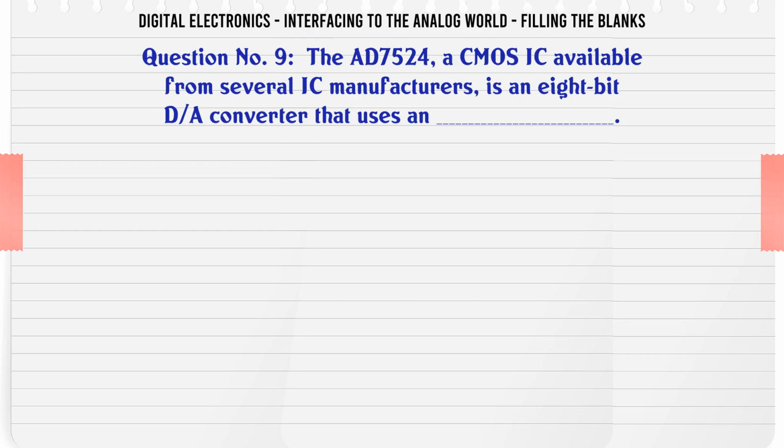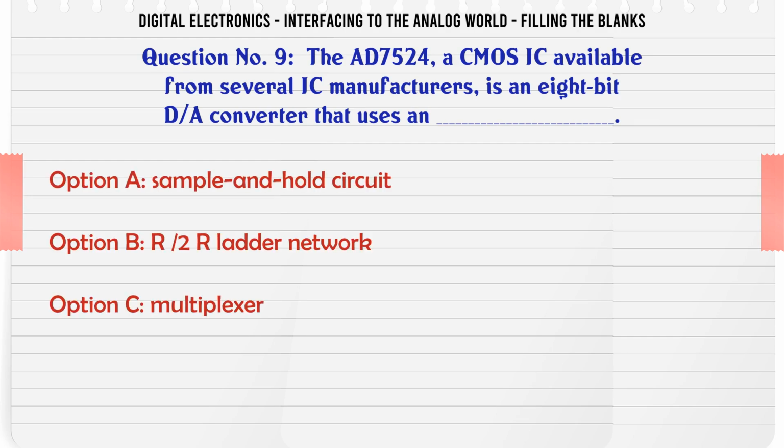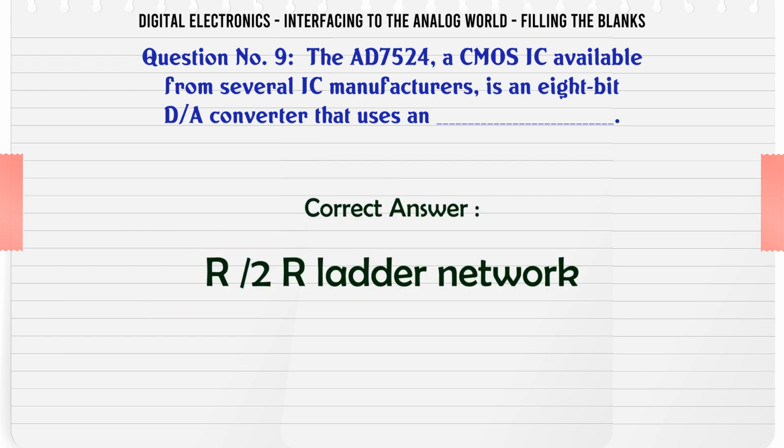The AD7524A CMOS IC available from several IC manufacturers is an 8-bit DA converter that uses: A. sample and hold circuit, B. R2R ladder network, C. multiplexer, D. 10S clock. The correct answer is R2R ladder network.